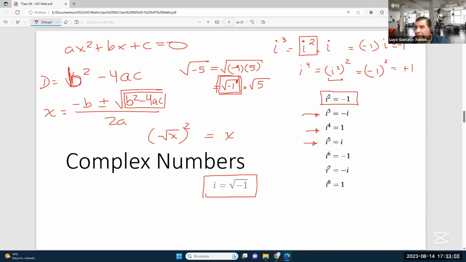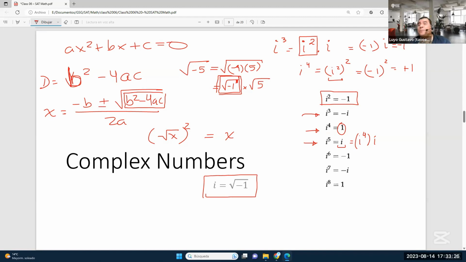I to the 5th is simply I to the 4th times I. But since I to the 4th is simply 1, it turns out that I to the 5th is again I. And the cycle repeats. I to the 6th is -1, I to the 7th is -I, etc.